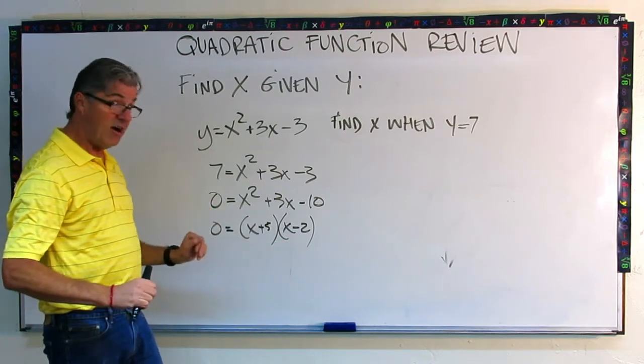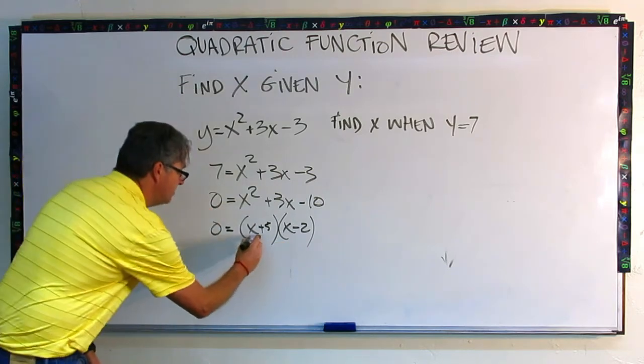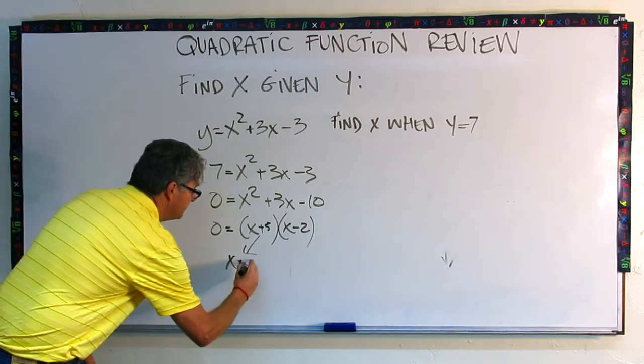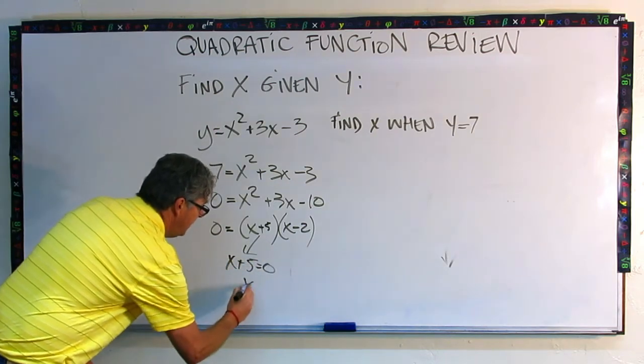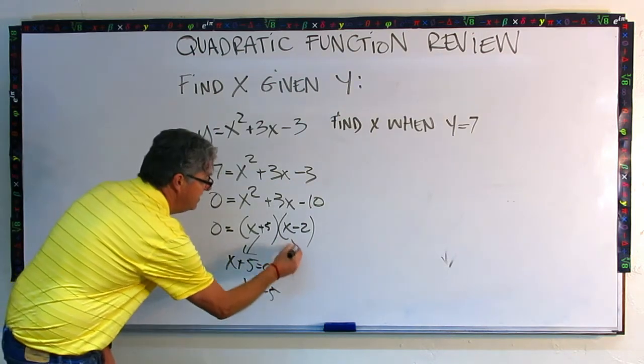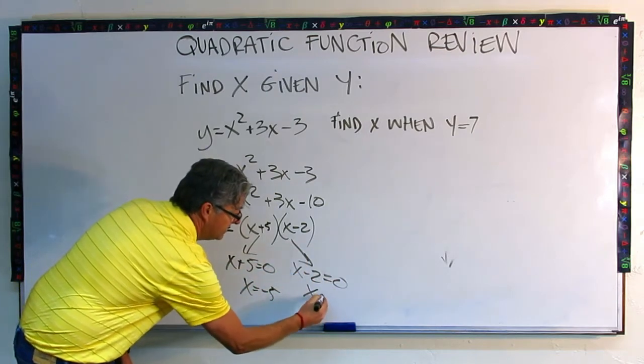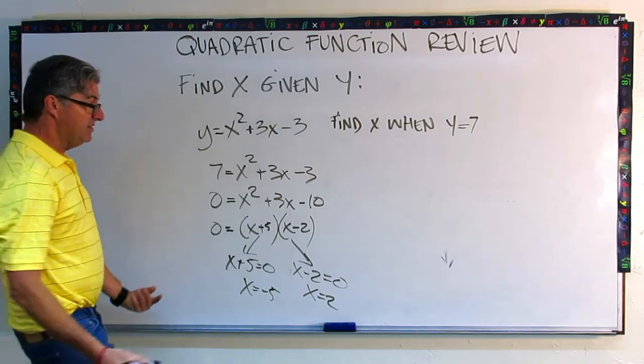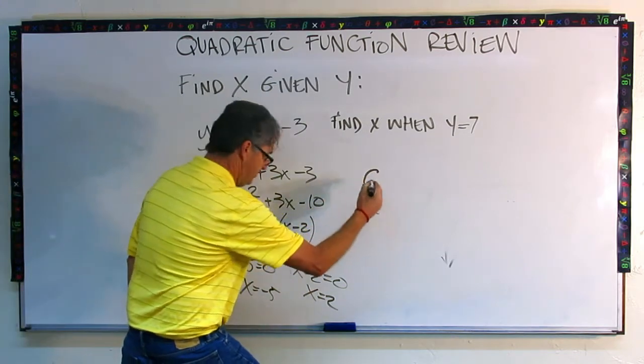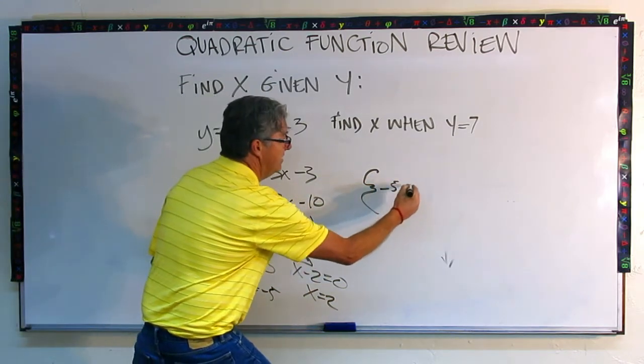Okay, so now I have two little mini equations to solve. I have x plus 5 equals 0. That gives me x equals negative 5. And in this case, I have x minus 2 equals 0. And that gives me x equals 2. So we can write the solutions to this equation in set notation as negative 5, 2.